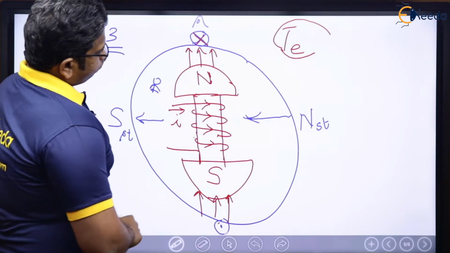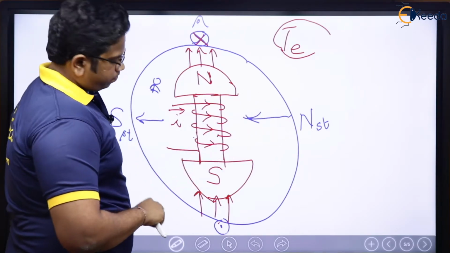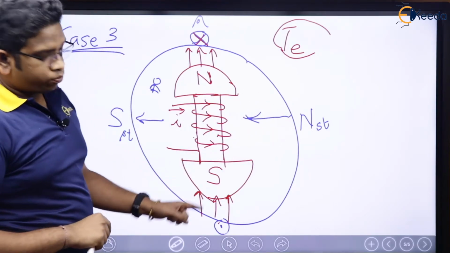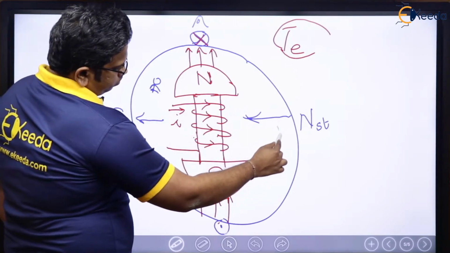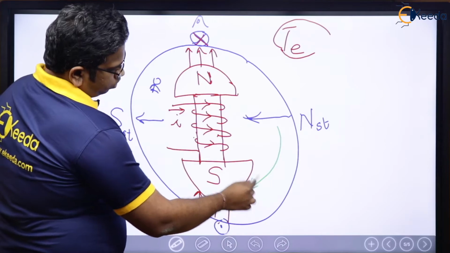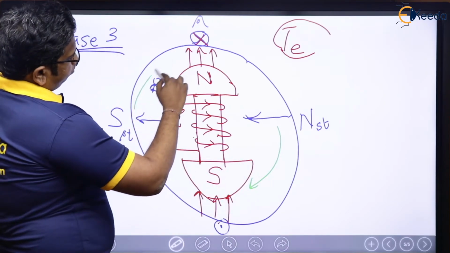Now, this is north pole, this is north pole, they are going to repel each other. This is south pole and this is south pole, they are going to repel each other. This is north pole and this is south pole, which means they are going to attract. This is south pole and this is north pole, which means they are going to attract.